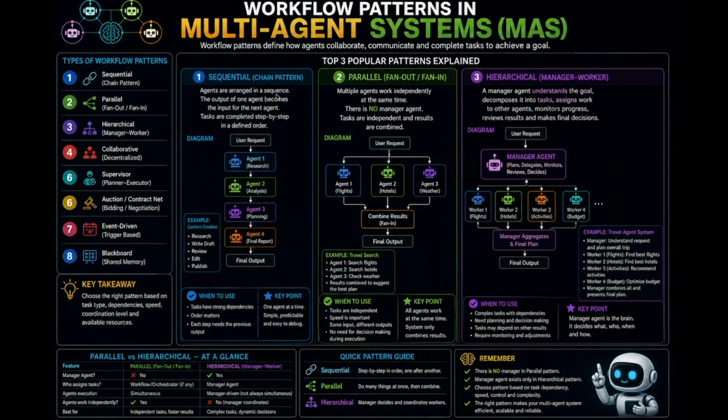First thing is sequential. Agents are arranged in sequence. The output of one agent becomes the input for the next agent. Tasks are completed in a step-by-step way. Assume there is a request coming from the user. There are multiple agents lined up. Here we have taken an example of content creation.